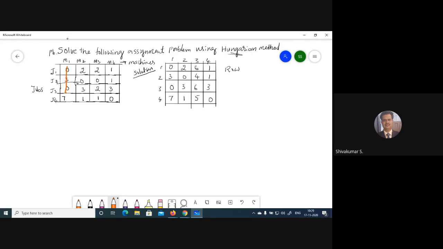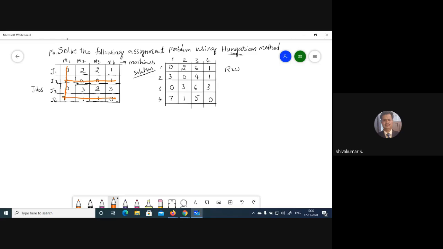Similarly, I'm going to draw one more line here, covering these two zeros. Now you have one more zero at the last. You can draw vertically or horizontally, no issue. Of course, this line should come up to here. So now you draw the line here. It means you have drawn three lines: line 1, line 2, line 3.